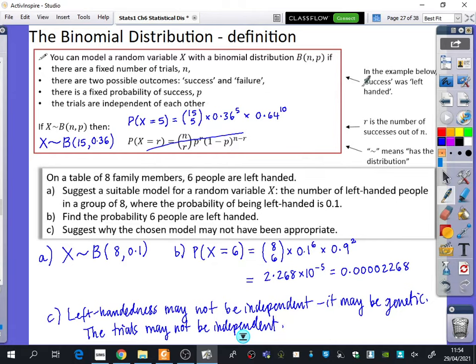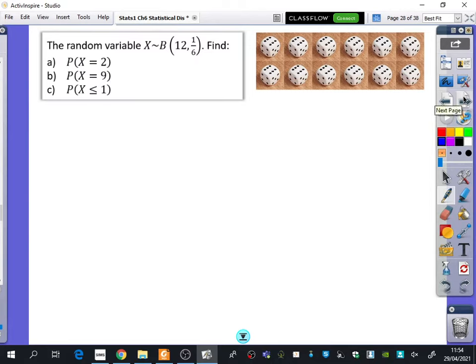So just a reminder of what we'd written up here. The example below, success was left-handed. R was the number of successes, so the number of left-handed people. It's not always going to be about a game. It's going to be about lots of different kinds of things as well. So this one doesn't tell you anything about what's going on. I've drawn a diagram to try and help us visualize what's going on. I've said the random variable X, what does this mean again? Is distributed. So the distribution of the probabilities is binomial. There are 12 of them, and the probability is a 6th.